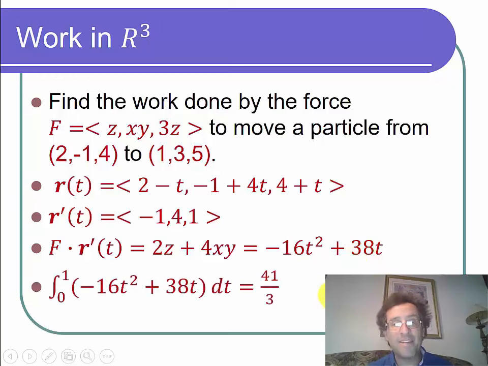So now we can write this as an integral. It goes from 0 to 1 of negative 16t squared plus 38t dt. This is an easy integral, and it's just 41 over 3. And that's all there is to finding work in R3. As you might have noticed, the integration typically is a lot easier to find work done than it is to find a general line integral.